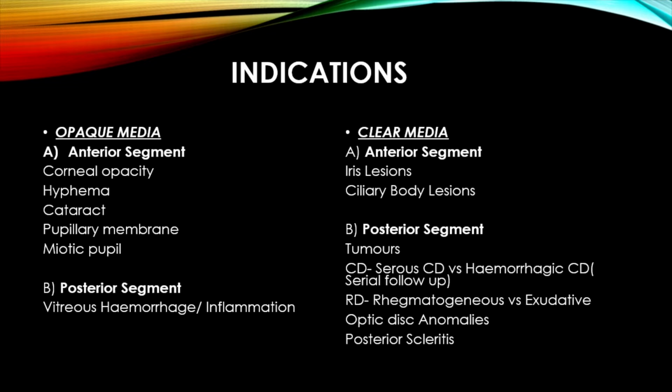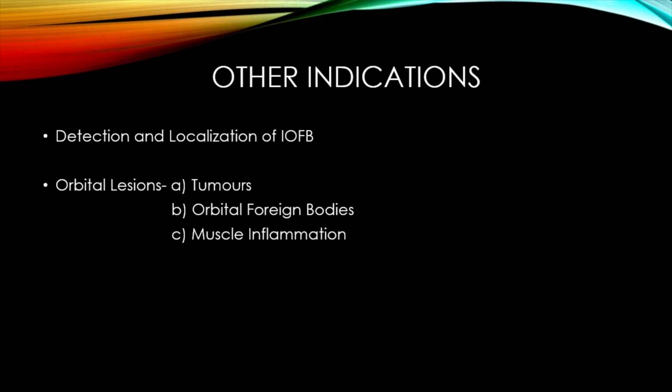However, in clear media, ultrasound is used for iris lesions and ciliary body lesions, and in posterior segment for tumors, for choroidal detachment, whether it is serous or hemorrhagic choroidal detachment, and for serial follow-up of hemorrhagic choroidal detachment to look for clot lysis. In retinal detachment, to differentiate between rhegmatogenous and exudative, in case of optic disc anomalies, and in case of posterior scleritis. The other indications of USG are in detection and localization of IOFB, and in case of orbital lesion to localize tumors, some orbital foreign bodies, and muscle inflammation.